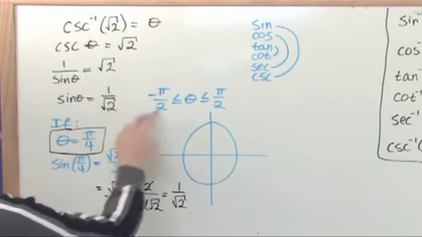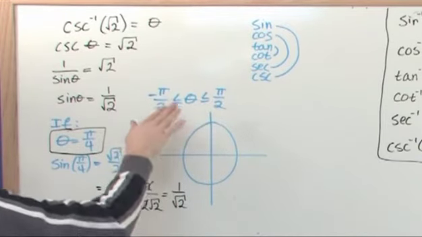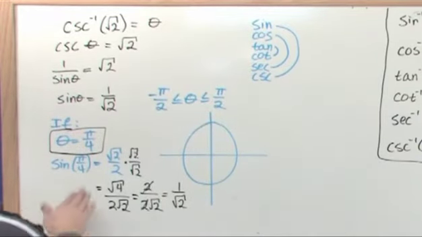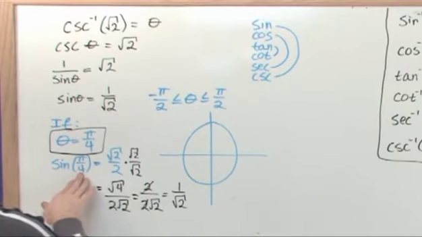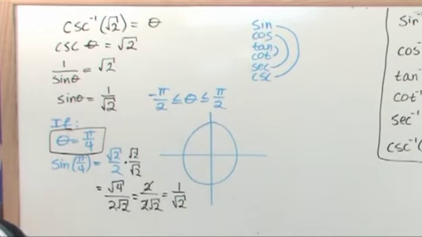And pi over 4 does fall within the range of angles that the inverse sine function is legally able to return. If I had picked an angle outside of this range, that would not be allowed, because the function has to return an angle in that range.